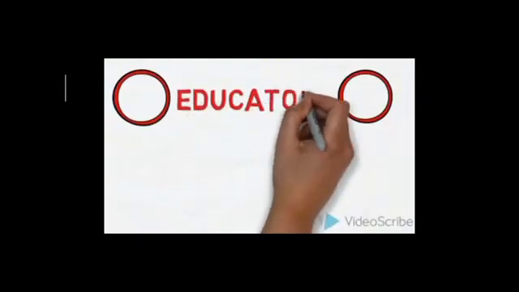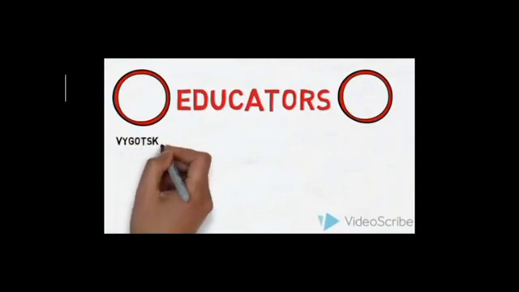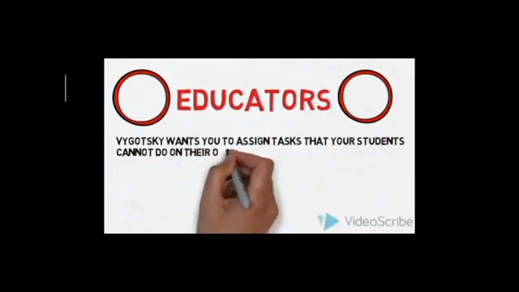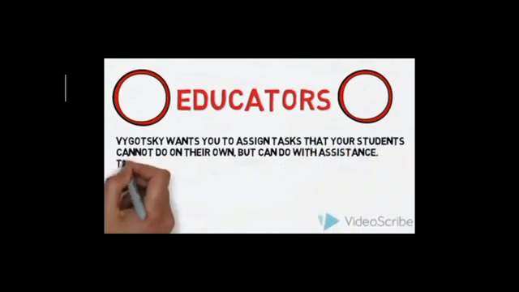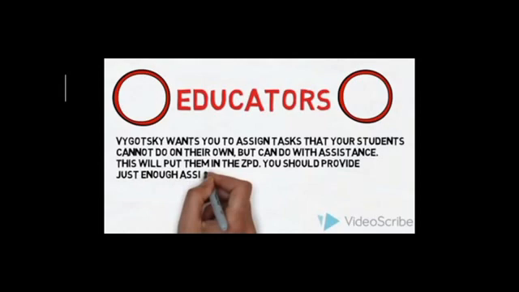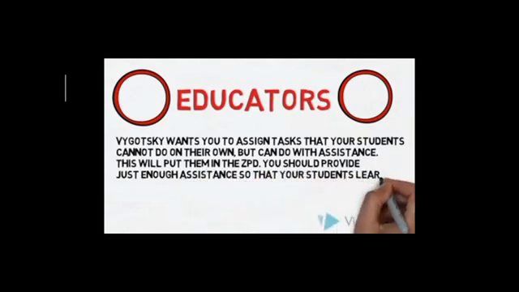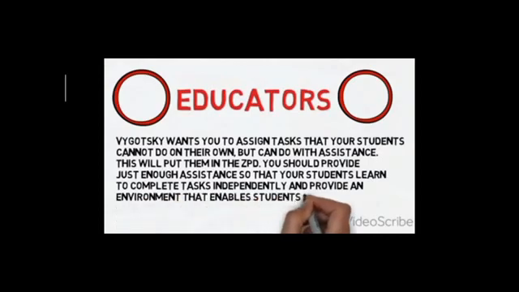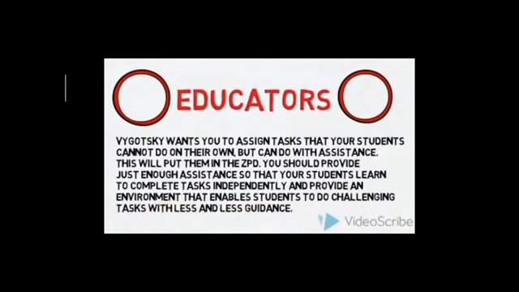Educators. Vygotsky wants you to assign tasks that your students cannot do on their own, but can do with assistance. This will help them be in the ZPD. You should provide just enough assistance so that your students learn to complete tasks independently, and provide an environment that enables students to do challenging tasks with less and less guidance.